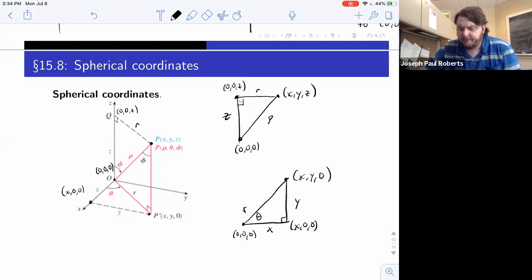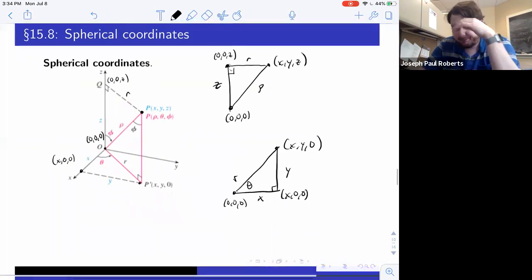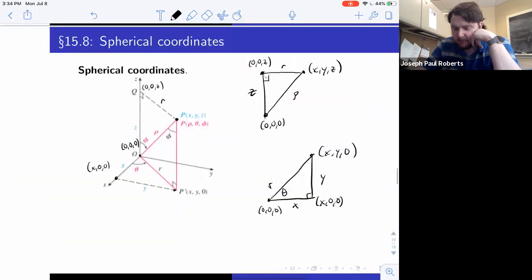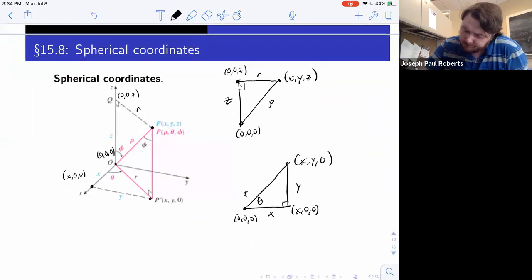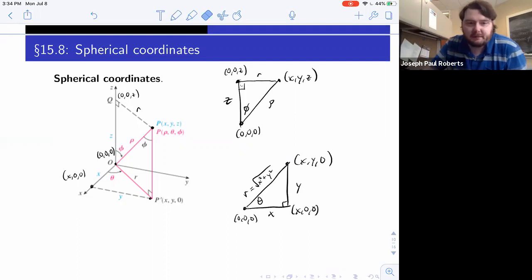What we want to do is find the relationships between the different things. What are all the important equations here? We know that r is the square root of x squared plus y squared. And sorry, I didn't mention what phi is. Phi is this angle here that appears in this triangle. So phi is, in some sense, the angle down from the z-axis.